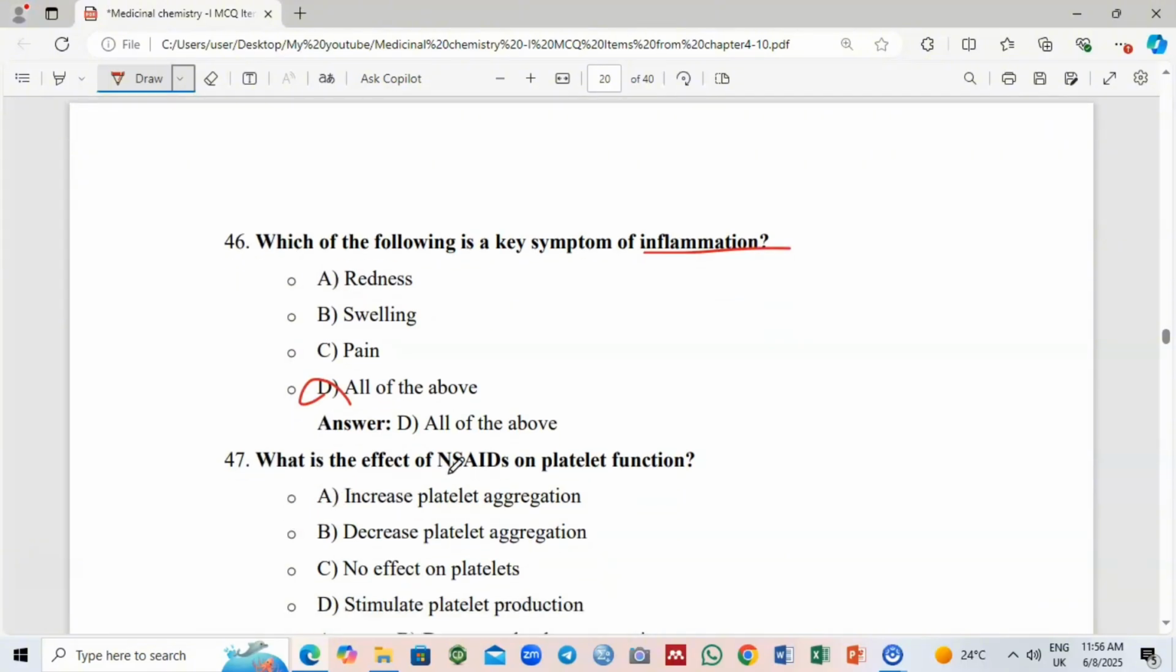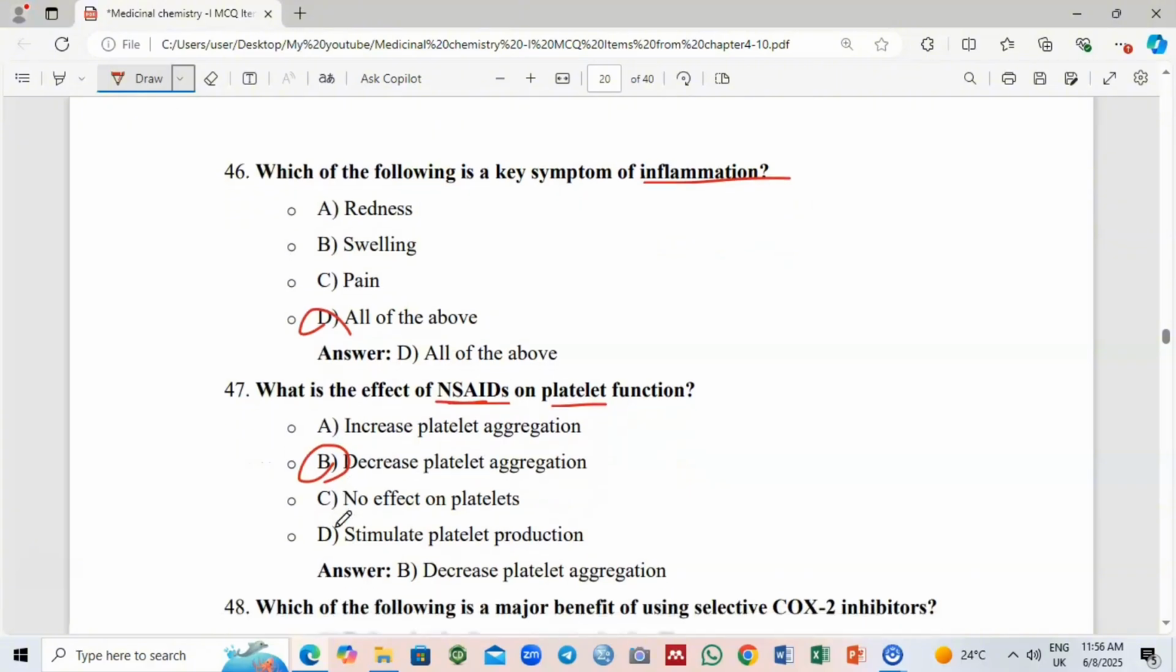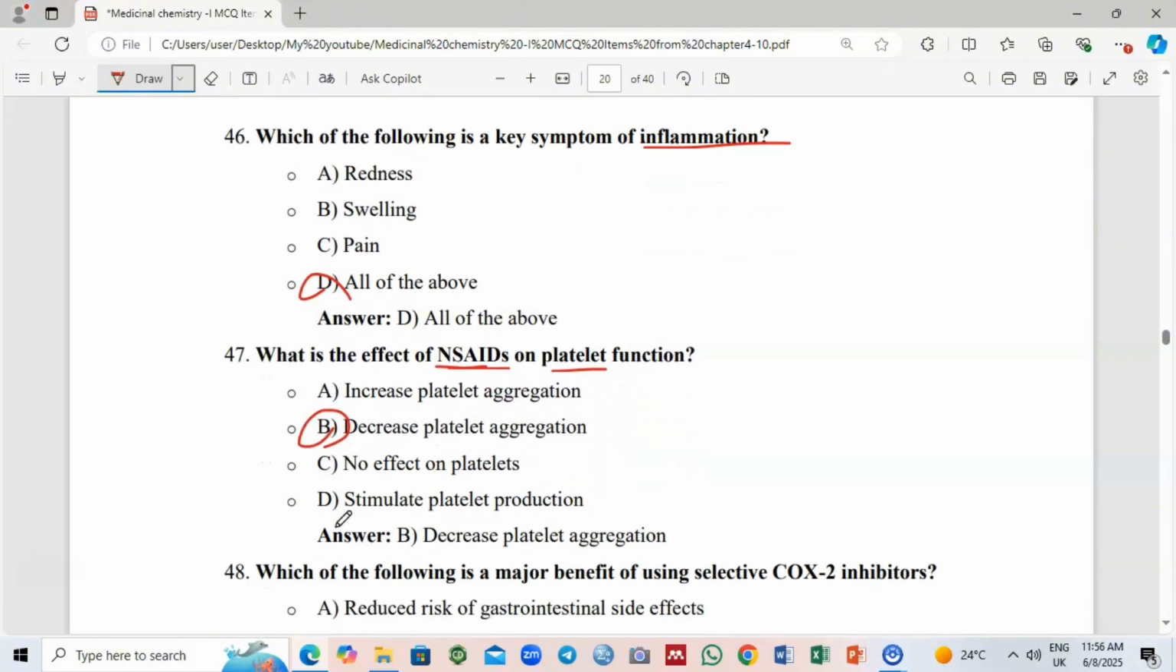What is the effect of niacin on platelet function? A. Increased platelet aggregation, B. decreased platelet aggregation, C. no effect on platelets, D. stimulates platelet production. You know that thromboxane, especially thromboxane A2, has a great role in blood coagulation. Therefore, niacin also affects platelet function by decreasing platelet aggregation.